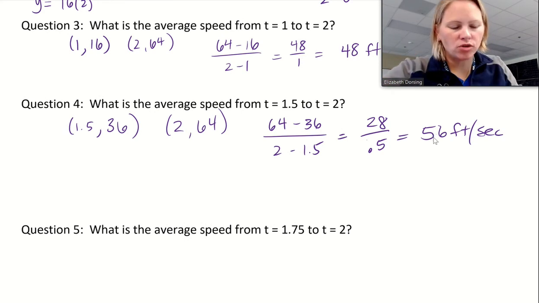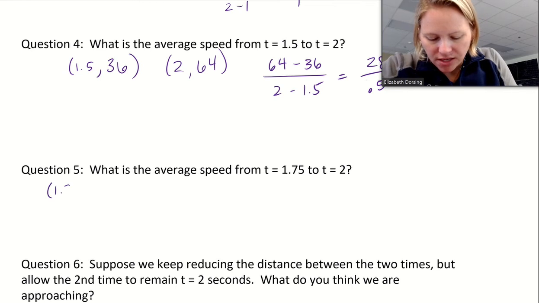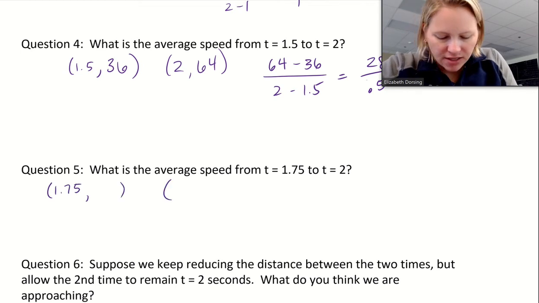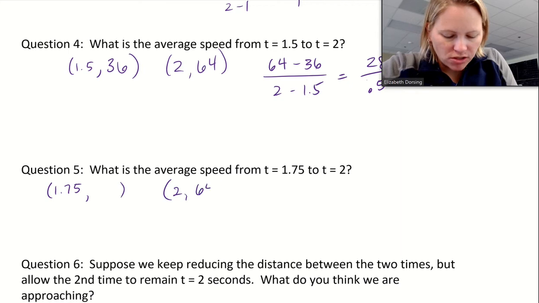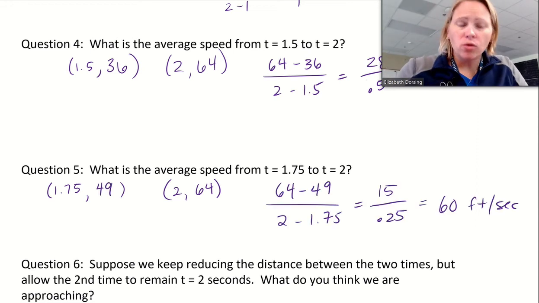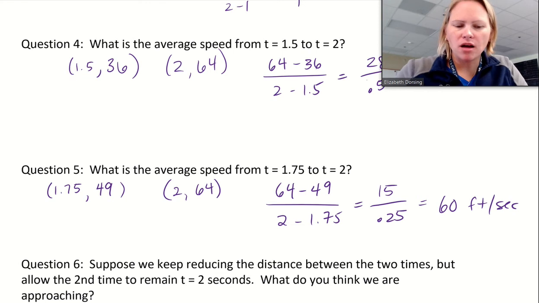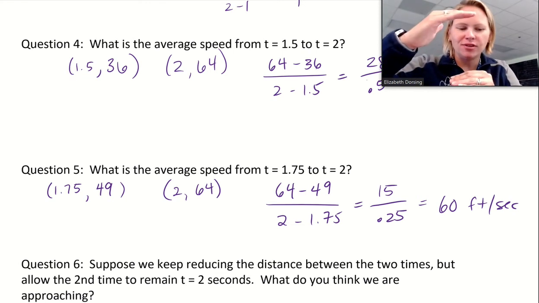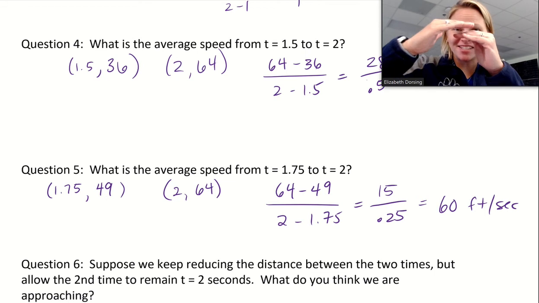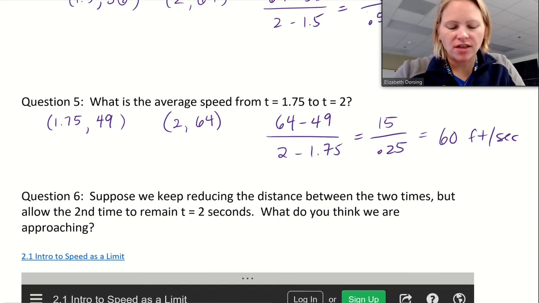So let's take this one more step here, 1.75. So let's see, 1.75, and I'll find that value, 49. What happens when I find the average velocity over that quarter of a second? So here over the quarter of a second, the average velocity is 60 feet per second. So we've gone up from 32 to 48 to 56 and now to 60 feet per second. So we're getting faster and faster with our estimation of that average velocity.